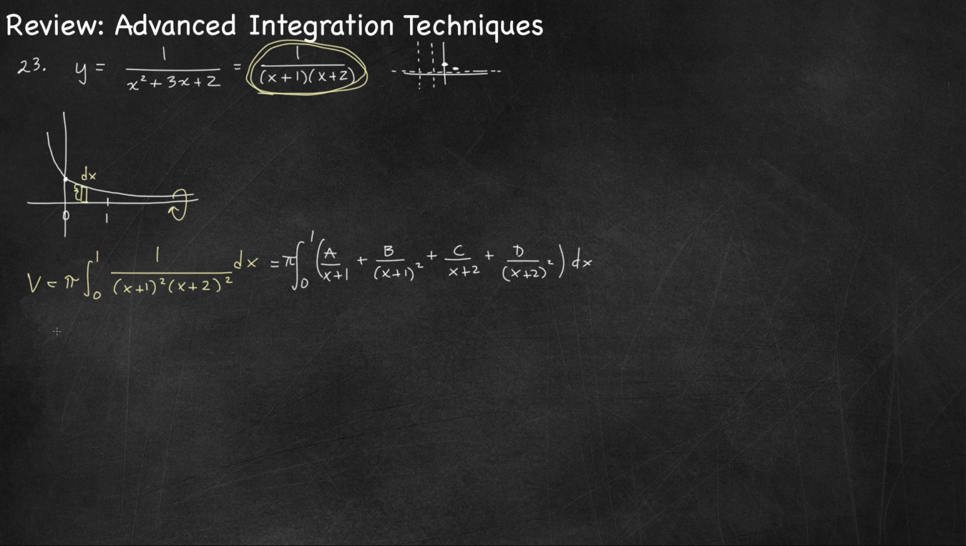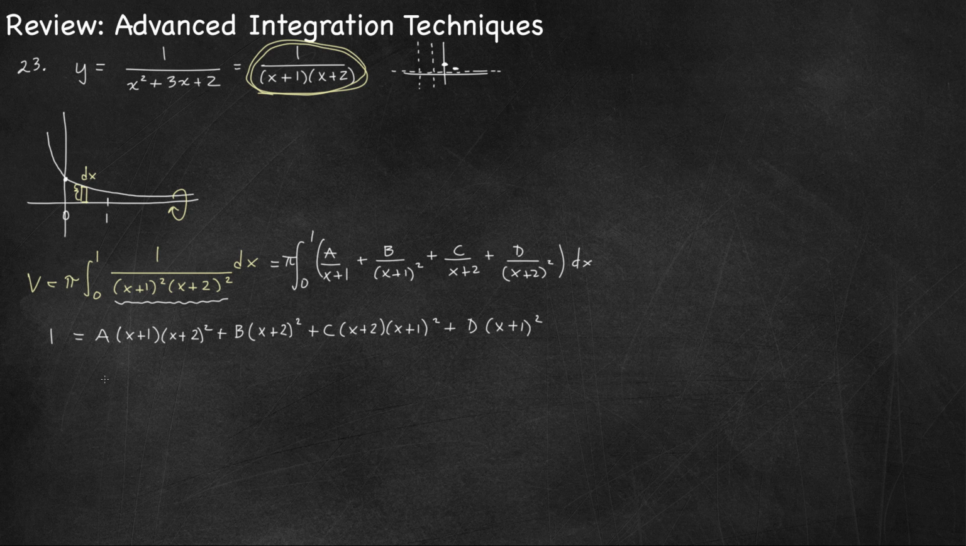Okay, so we have 1 equals A times, so my least common denominator here, my LCD, is what I have right here. So the A only has an x plus 1, it still needs another x plus 1, and it needs the (x plus 2) squared. Plus B, the B already has an (x plus 1) squared, it just needs the (x plus 2) squared. Plus C has an x plus 2, it needs another x plus 2, and the (x plus 1) squared. Plus D already has (x plus 2) squared, it needs the (x plus 1) squared.